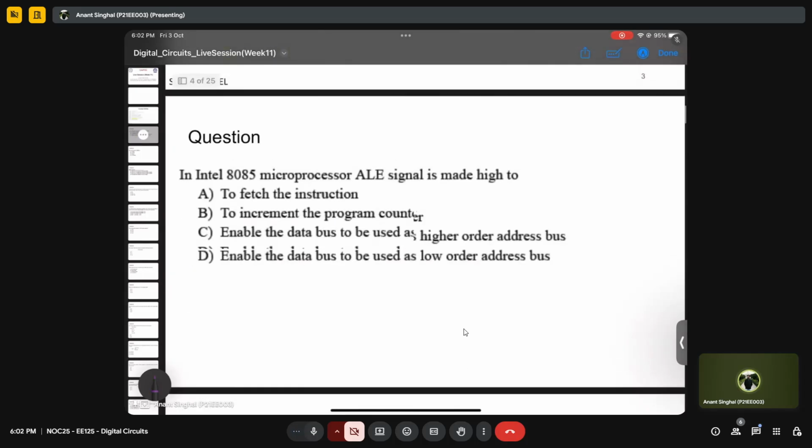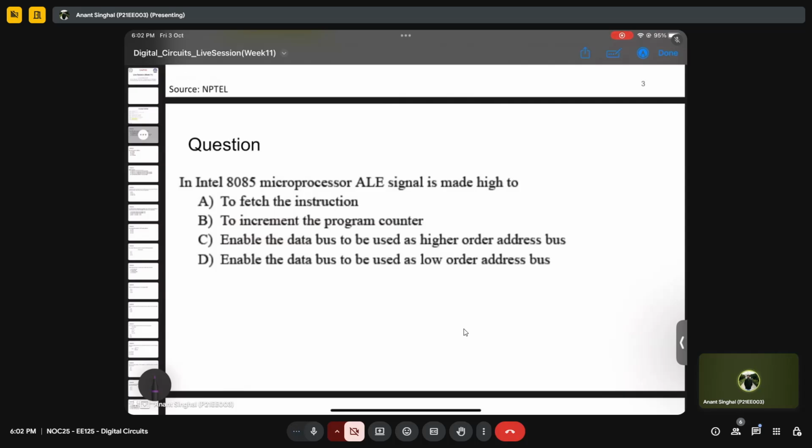So let's start with problem one. There would be some problems that might require a solution, but most of the problems would be direct. I would encourage that you also write your answers in the chat box. This is the first problem: in the Intel 8085 microprocessor, the ALE signal is made high to... I'll give you a minute. If you know the answer, you can write it in the chat box. Otherwise, I'll solve it.